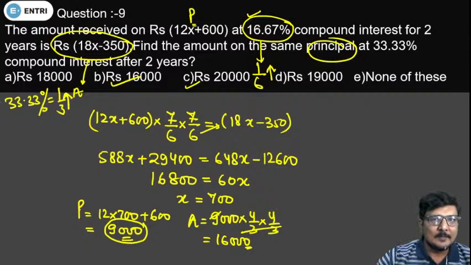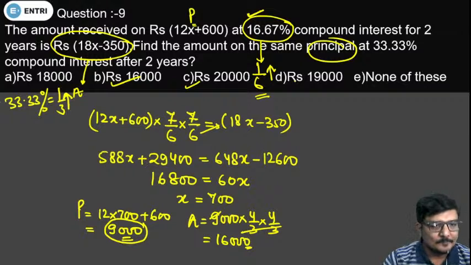Okay. The main thing is to convert these percentage values or decimals into fractions. The fractional value of 16.67 comes out to be 1 by 6 and the fractional value of 33.33% comes out to be 1 by 3. Okay. Clear? Is this question clear to everyone?